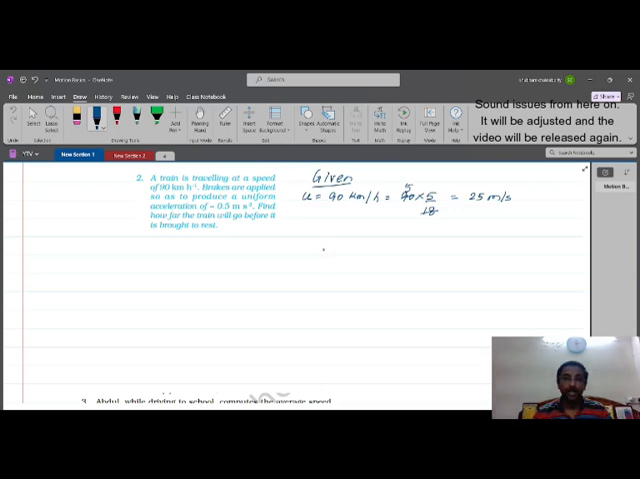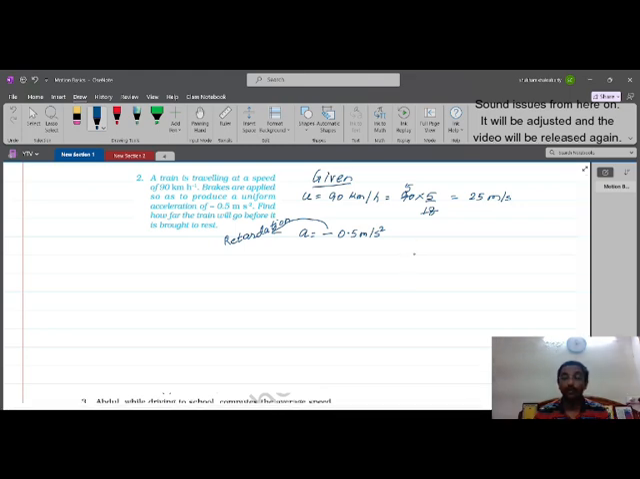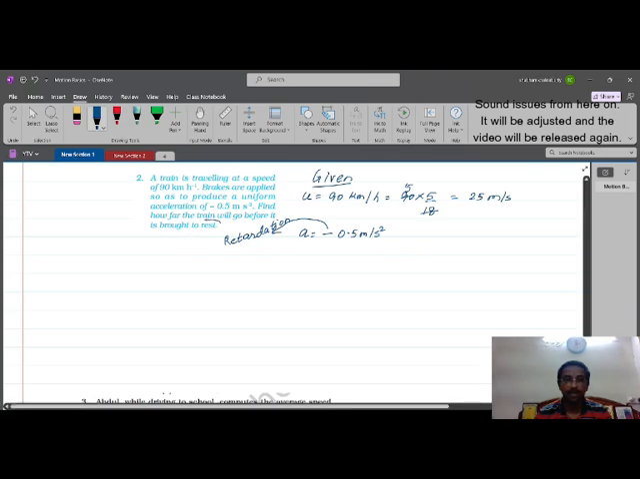Then it says brakes are applied so as to produce a uniform acceleration. So now an acceleration of minus 0.5 meter per second square. Here the minus means we have a retardation, because the speed will be going down as the brakes have been applied. Find how far the train will go before it is brought to rest. Remember, the word here is brought to rest.